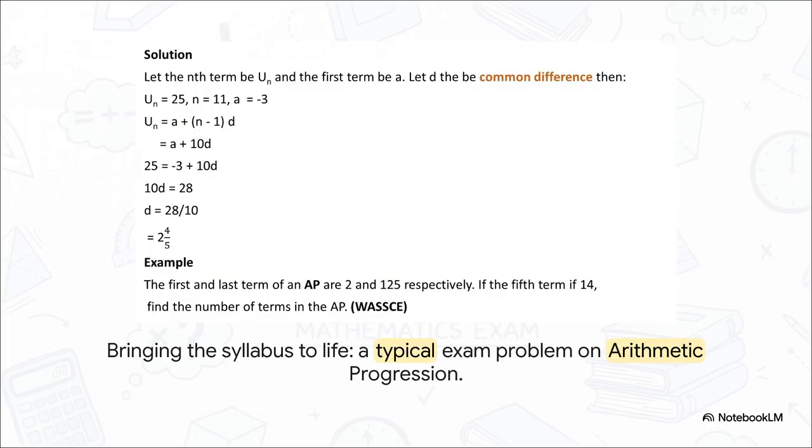And this slide right here perfectly shows what I mean. It's a real exam-style problem involving an arithmetic progression, or AP. You see how they give you certain terms and then ask you to find something like the common difference? It's a great example of how these syllabus topics get turned into actual questions you'll have to solve.